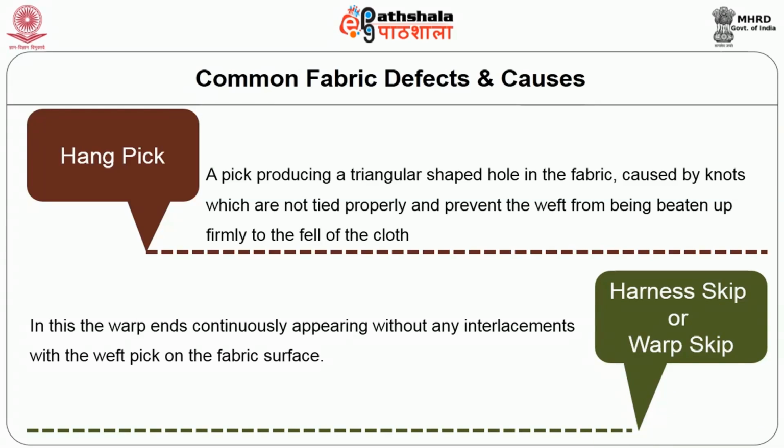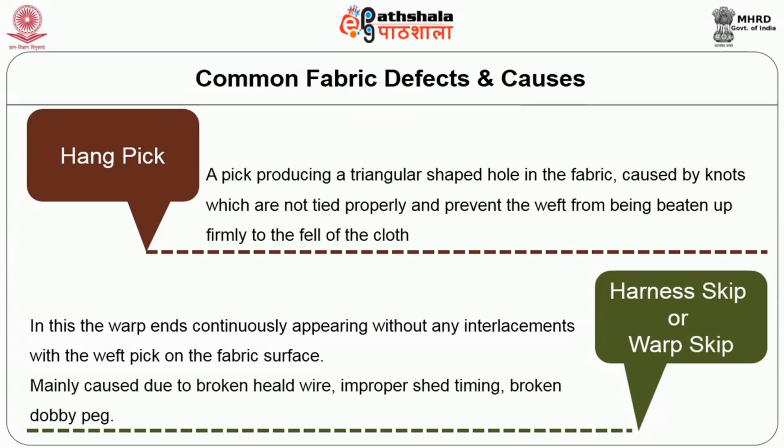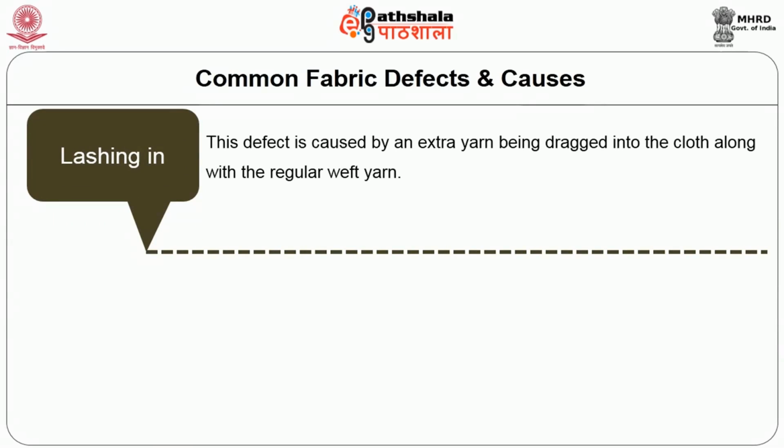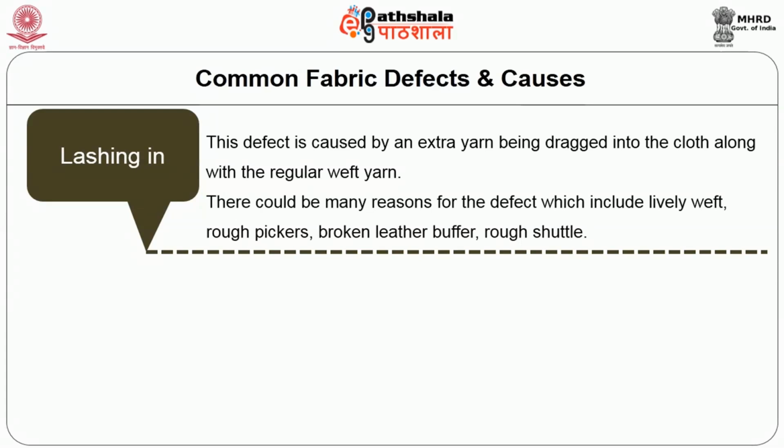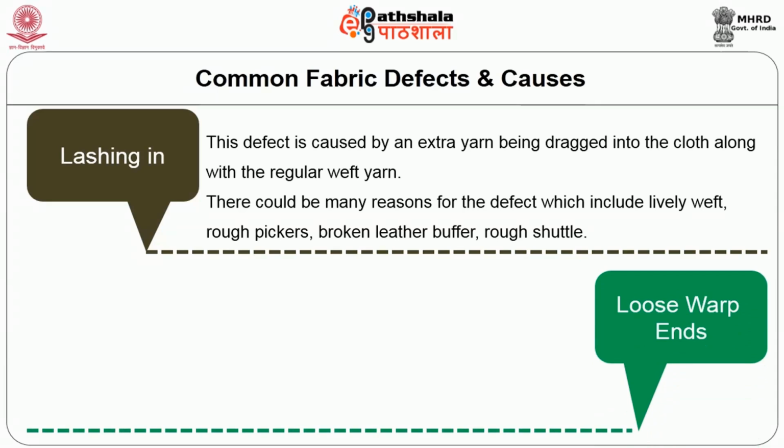In this, the warp ends continuously appear without any interlacement with the weft pick on the fabric surface, mainly caused due to broken heels, broken heeled wires, improper shed timing, broken dobby picks, etc. Lashing in defect: this defect is caused by an extra yarn being dragged into the cloth along with the regular weft yarn. There could be many reasons for this defect, which include lively weft, rough pickers, broken leather, buffer, rough shuttle, etc. and the loose warp ends.